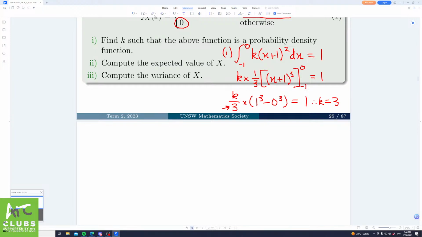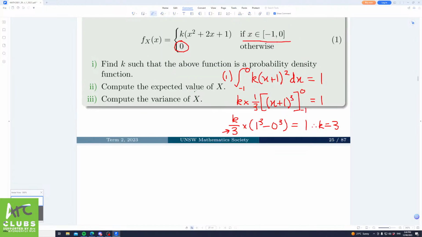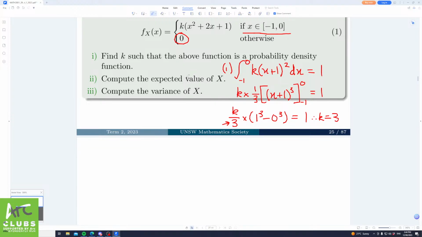Cool. Now it's asking us to compute the expected value of x. So now we know exactly what the PDF is. It shouldn't be too difficult to evaluate the expectation, because E of x should be the integral of all the possible values, which we know are between -1 and 0, of x times the PDF.